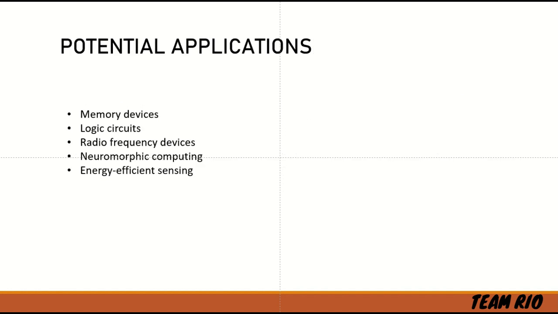Potential applications are memory devices, logic circuits, radio frequency devices, neuromorphic computing, energy efficient sensing. The subthreshold NCTMD PET model with the inclusion of negative capacitance effects aims to mitigate some of these short channel effects. By exploiting negative capacitance, the transistor can achieve a steeper subthreshold slope, which can improve the transistor switching behavior and reduce leakage current, making it more energy efficient even at higher channel length.